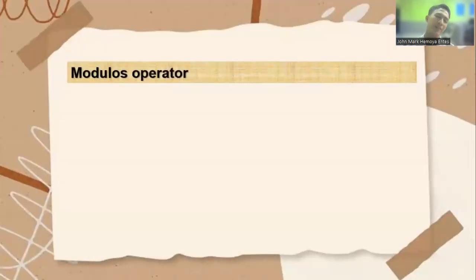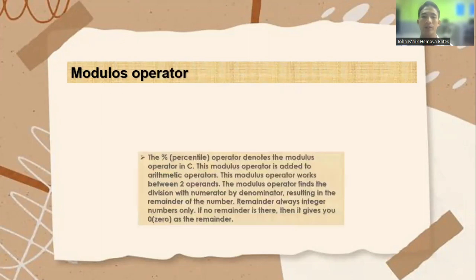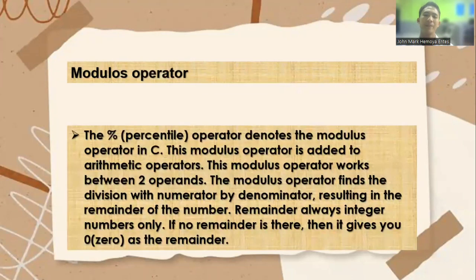And also, this is the meaning of the modulus operator. The percent sign denotes the modulus operator in C. This modulus operator is one of the arithmetic operators and works between two operands. The modulus operator divides the numerator by the denominator, resulting in the remainder. The remainder is always an integer. If there is no remainder, then it gives you 0.